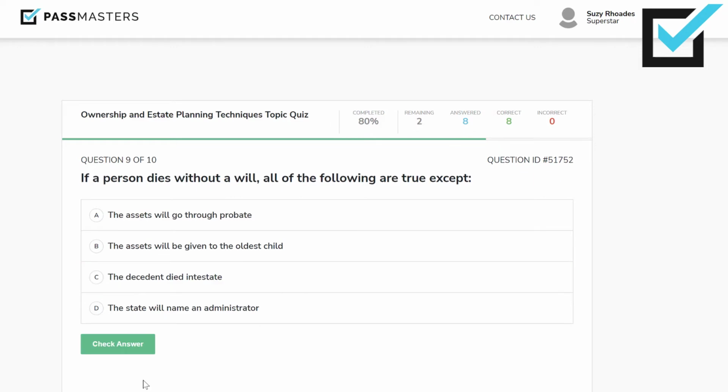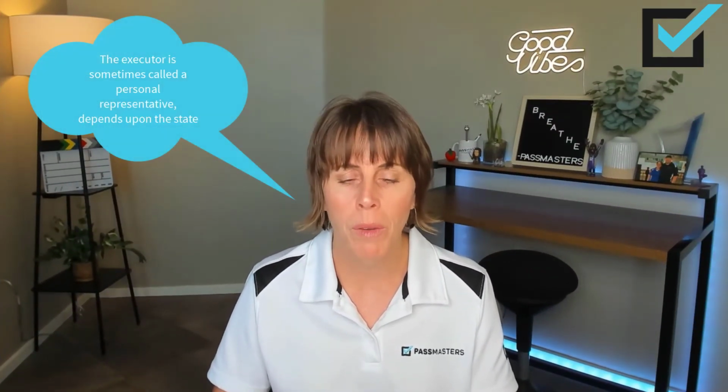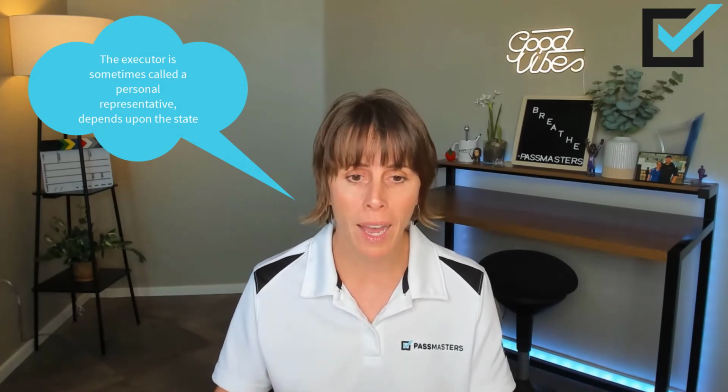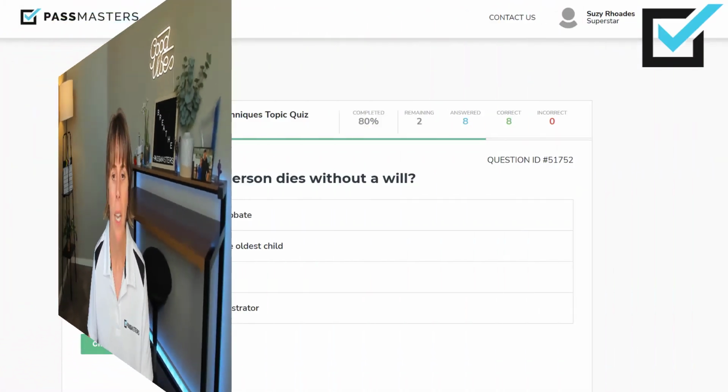If a person dies without a will, all of the following are true, except which is false if a person dies without a will. The assets will go through probate. That is true. The assets will be given to the oldest child. That doesn't seem right. The decedent died intestate. That is true. The state will name an administrator. So a will would name an executor. The state will name an administrator. So B, the assets will be given to the oldest child, is not true.